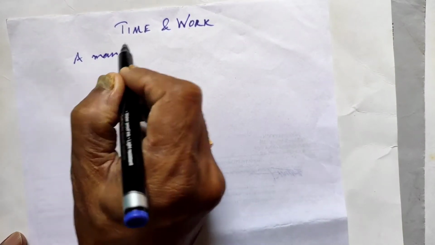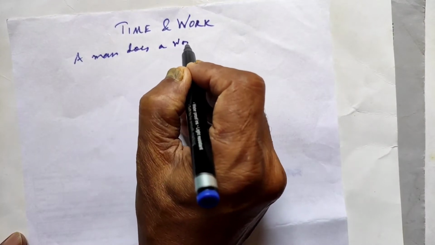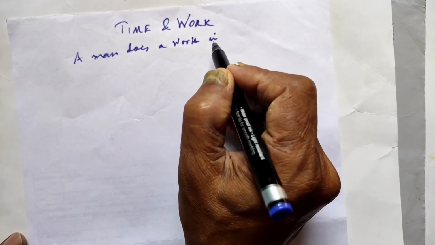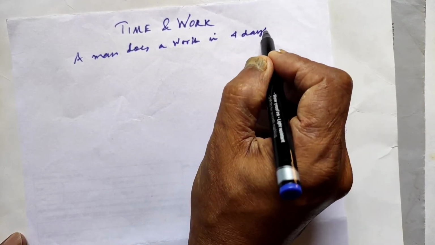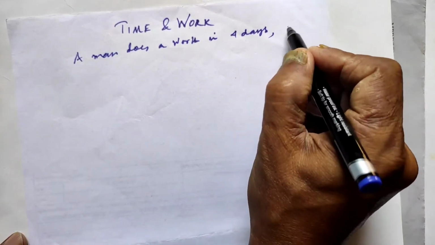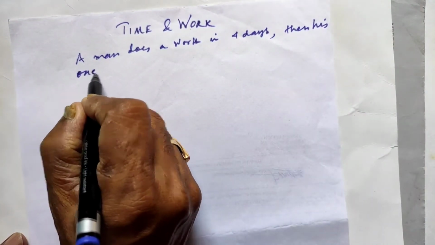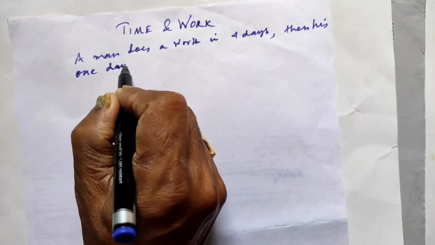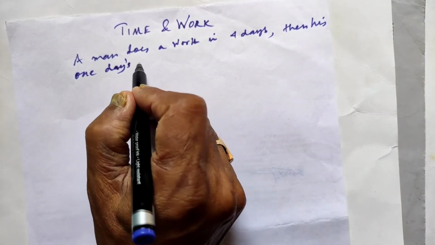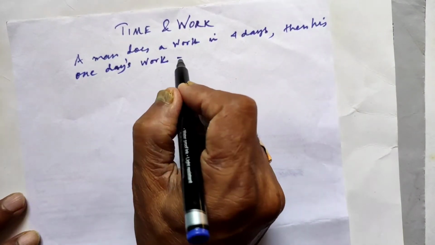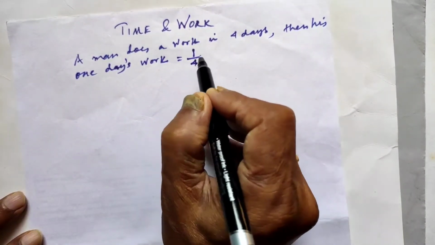Firstly, in solving these problems on time and work, remember that if a man does a certain work in 4 days, then his 1 day's work will be how much? It will be 1/4. Remember it. Okay.